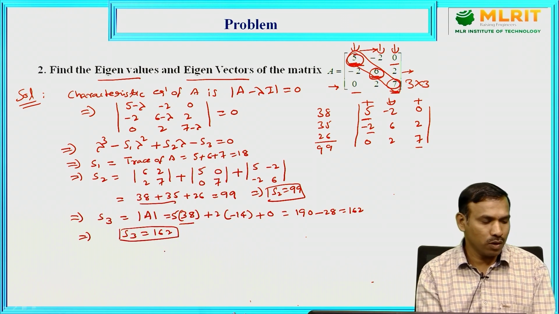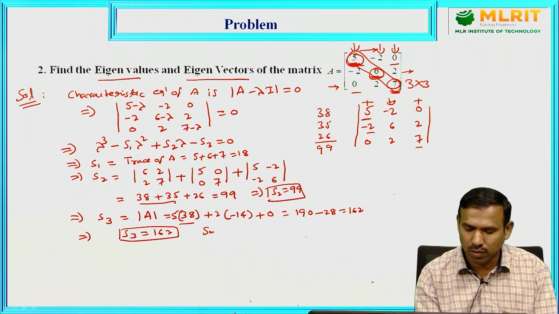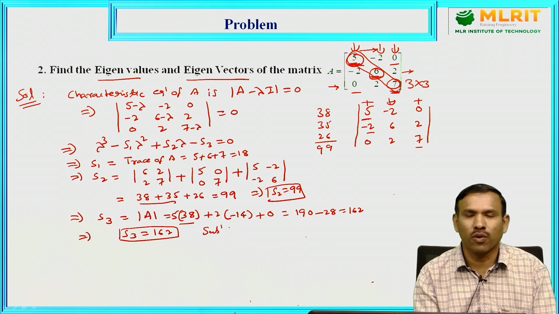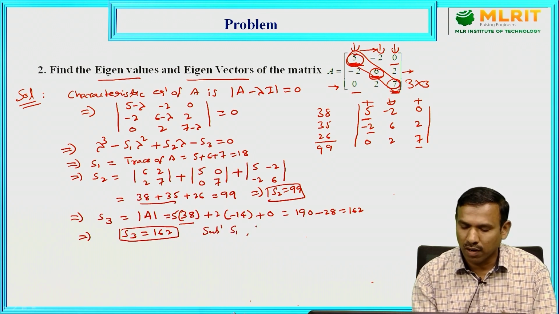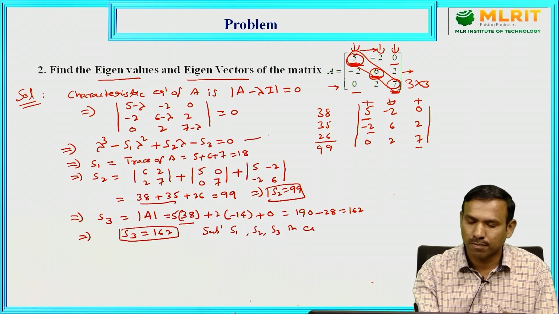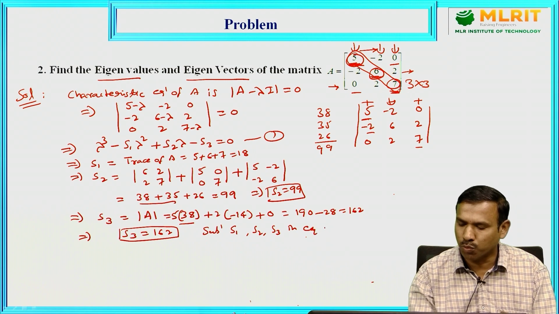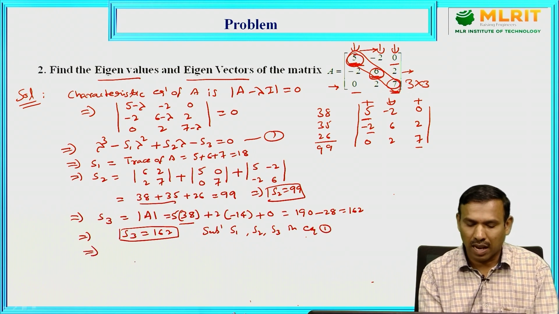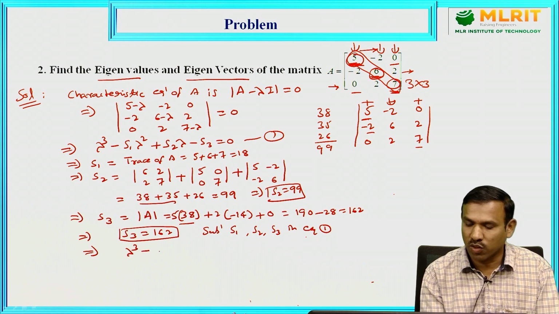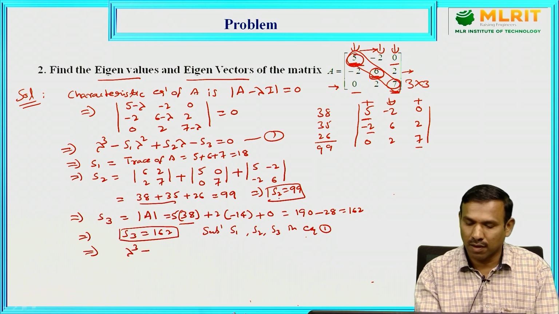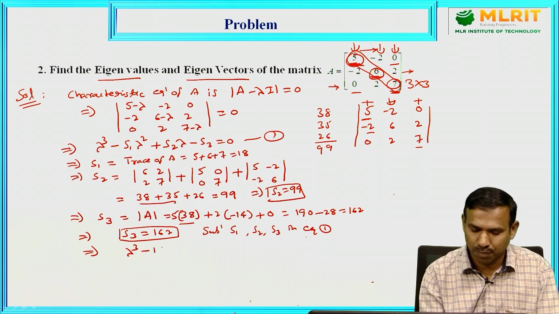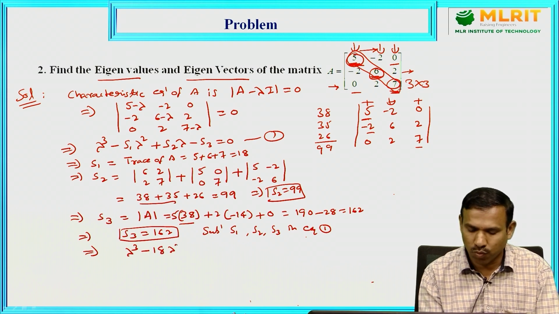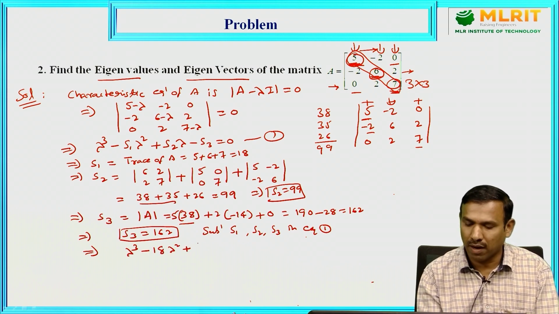Now substitute. We have got all the values S1, S2, S3; substitute them in equation 1, which we assumed as the determinant expansion equation. Lambda cube minus S1 lambda square, where S1 is 18, so 18 lambda square, plus S2 lambda, where S2 is 99.